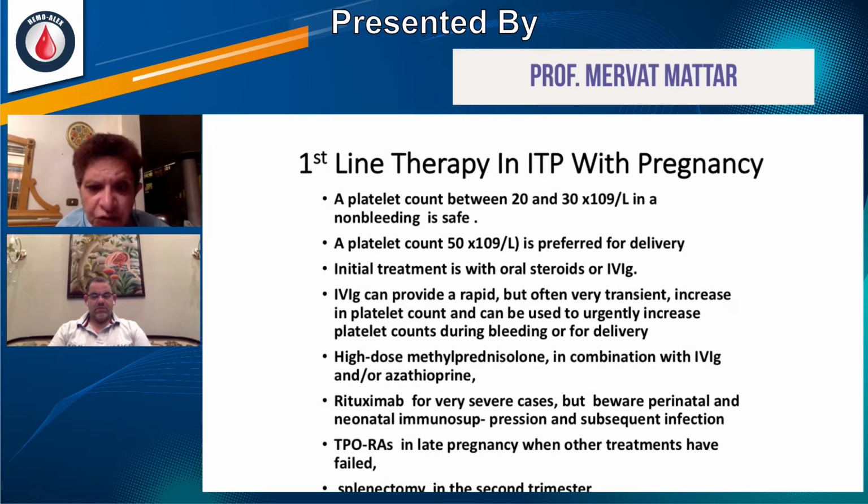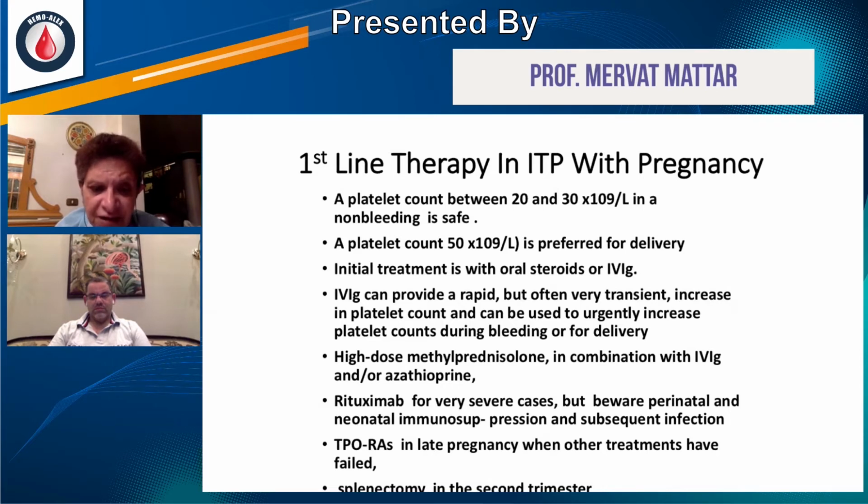High-dose methylprednisolone in combination with IVIG or azathioprine can also be used. Rituximab can be used for very severe cases, but beware, because this is going to decrease the B cells inside the pregnant lady and afterwards inside the baby. So beware of perinatal and neonatal immunosuppression and subsequent infection.